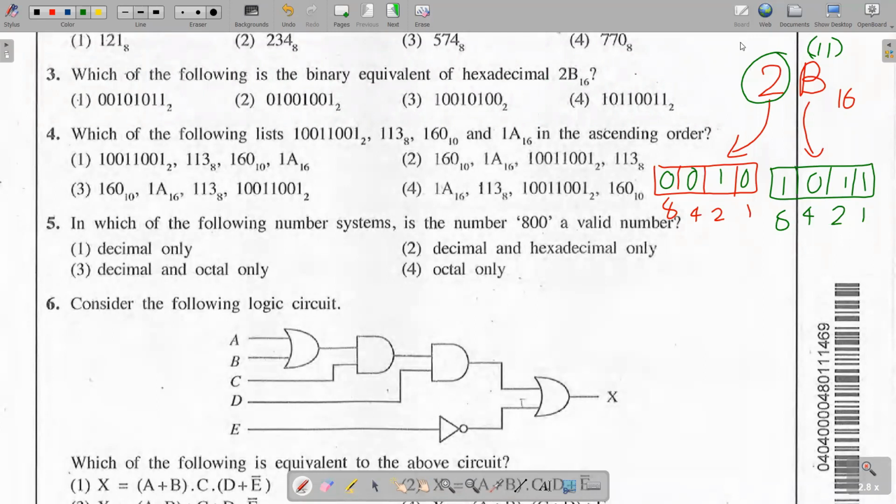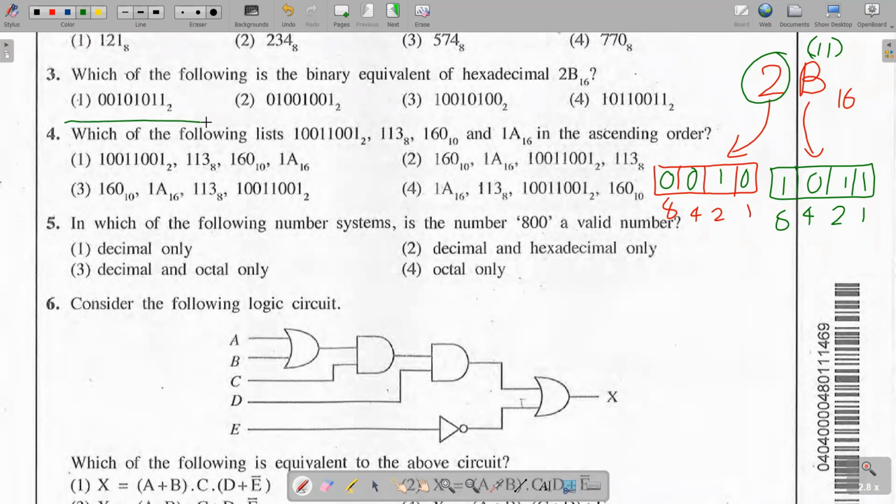Okay, so the third one, the answer is 001, 01, 011 is going to be your answer. So that means the first one, right? This is going to be the answer.